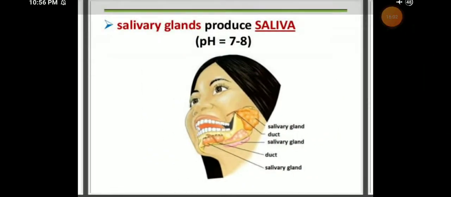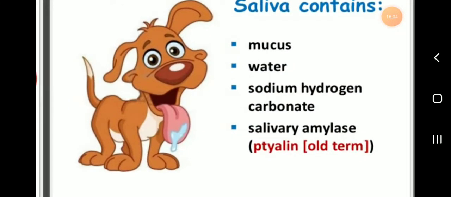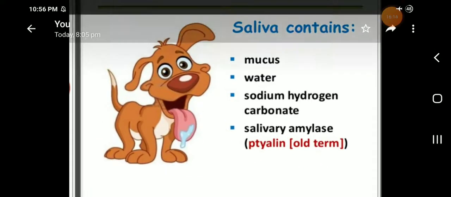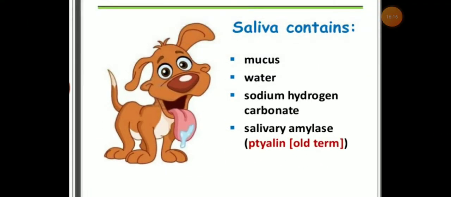Listen students. What are the contents of saliva? Mucus, water, sodium hydrogen carbonate, and salivary amylase. Salivary amylase, or ptyalin, is the old name. Salivary amylase means enzyme.